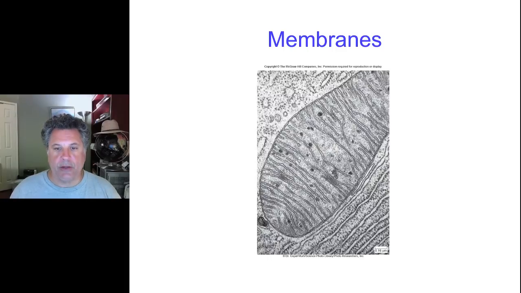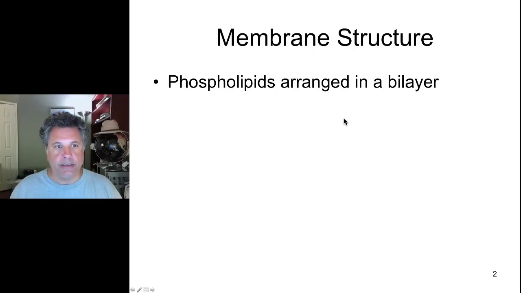We're now ready to tackle membrane structure and function. Shown here is a nice electron micrograph of a mitochondria, where you can see the smooth outer membrane and then the highly folded inner membrane and the cristae. So let's talk about membrane structure.